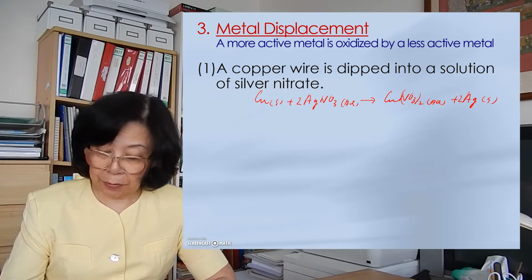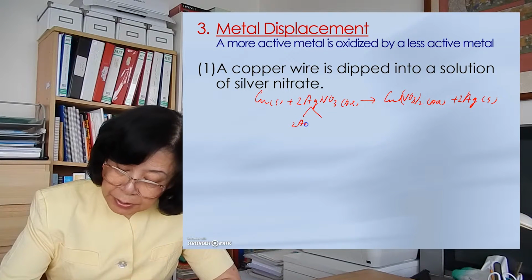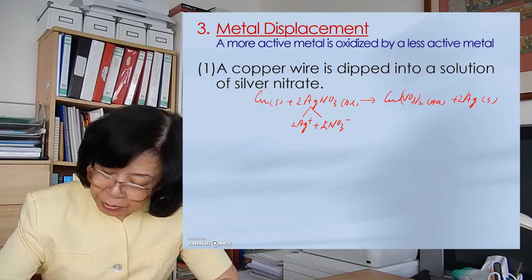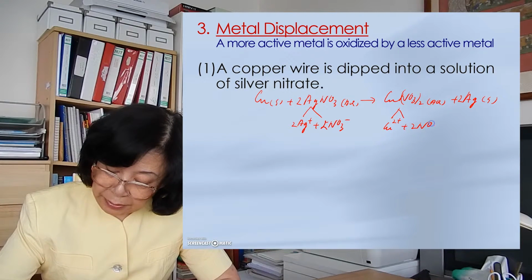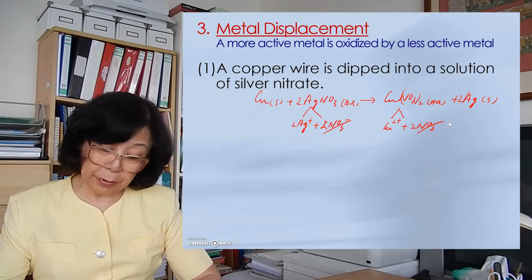And to write the net ionic equation, we go ahead and dissociate the silver nitrate into silver ion and nitrate ions, and the copper nitrate solution into copper ion and nitrate ion. Now we can cancel out the spectator ions that involve the nitrate ion, and we have the net ionic equation.